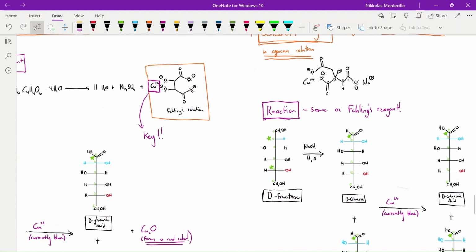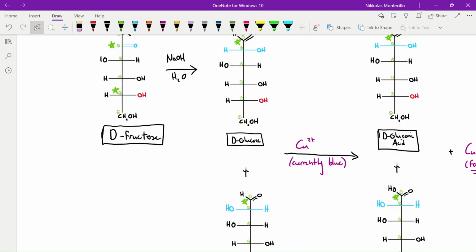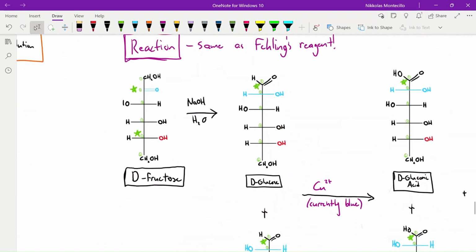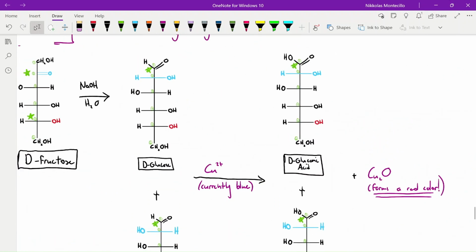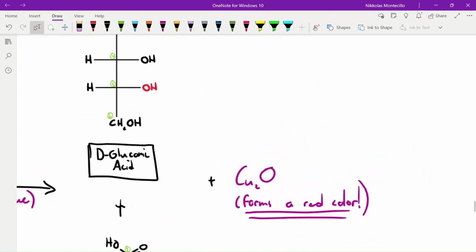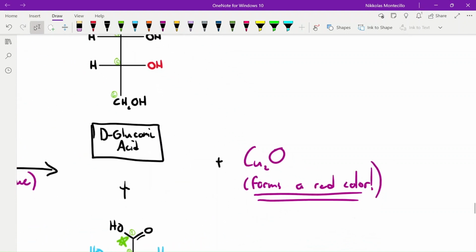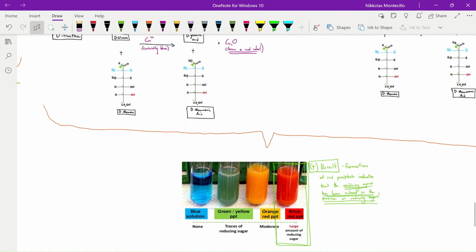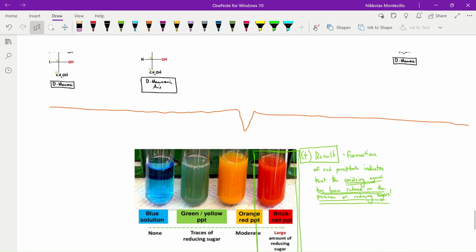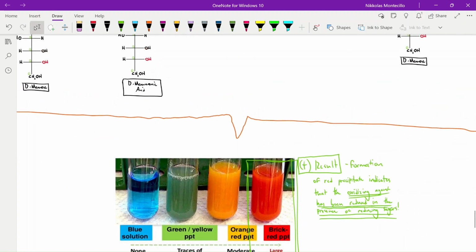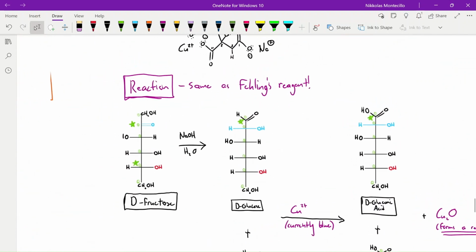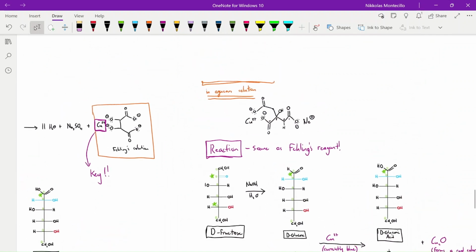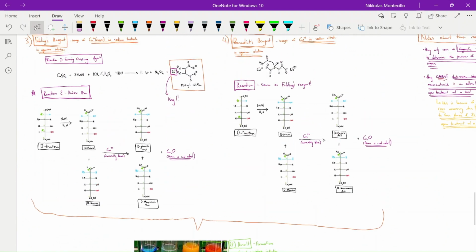Now, actually, I didn't mention this. Prior to reacting with D-glucose and D-mannose, I've written here that the copper ion is currently blue, but once it reacts with D-glucose and D-mannose to form D-gluconic and D-mannonic acid, the copper ion forms a red color because it becomes copper 2 oxide, right? And when it forms a red color, this indicates a positive result. The formation of red precipitate indicates that the oxidizing agent has been reduced in the presence of reducing sugars. Okay, and the oxidizing agent in this case is the copper ion with a +2 charge. So that's just a key thing to indicate here.